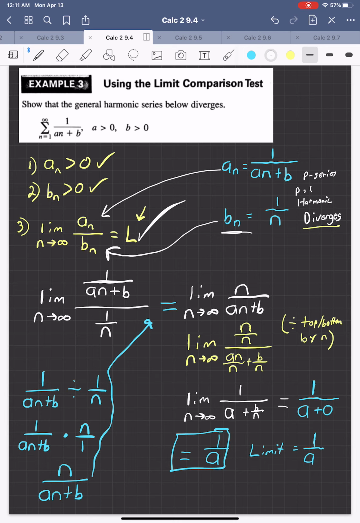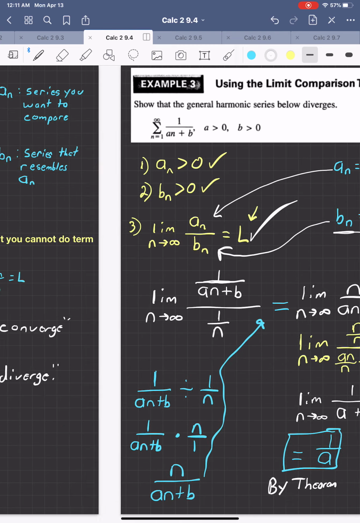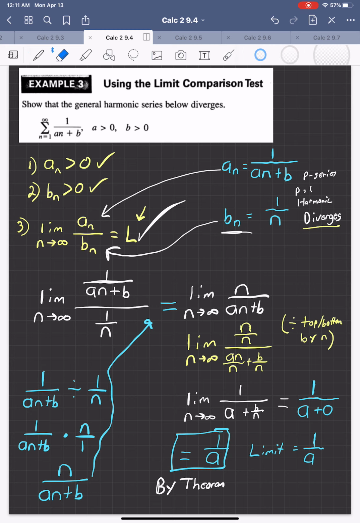So in this case, by theorem 9.13, I guess? Yep. By theorem 9.13, by the limit comparison test, a sub n what? Diverges. All right. So that's 9.4.